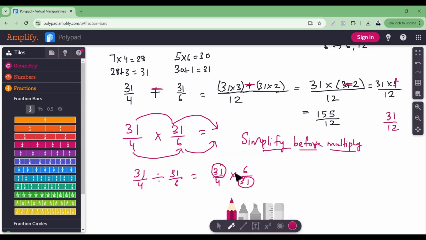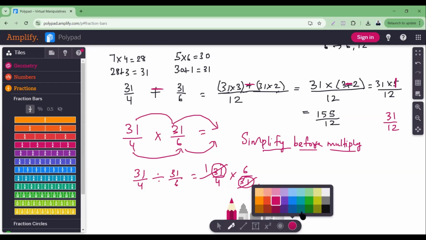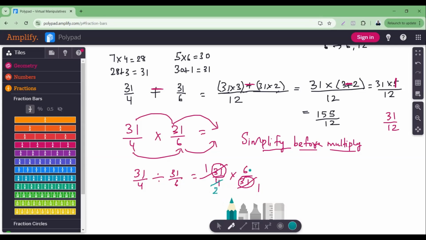Instead of saying 31 times 6, which will give me some hundreds number, can I do the simplification before that itself? 31 times 1, 31 times 1. So it got simplified here itself. And a different simplification for the other numbers: 2 times 2 is 4, and 2 times 3 is 6. So what did I get as the final answer? 1 multiplied by 3, I got a 3. 2 multiplied by 1, I got a 2. So 3 by 2 is my division answer.